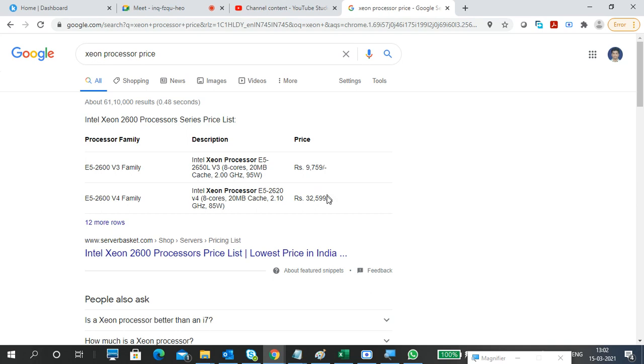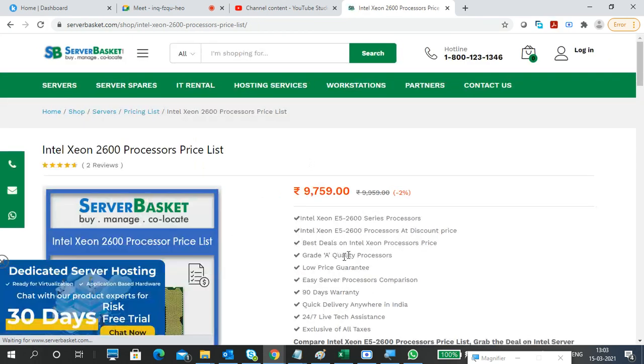the cost of a Xeon processor you can see, a basic starting price, is around 9,795 for an 8 core processor, 2 gigahertz, 20 MB cache memory, E5 family. E5 is with the V4 family, and the V3 family is also there. This is also 8 core, 20 MB cache, and this one is 32,599. So it is a processor, and these are low capacity, meaning starting prices.